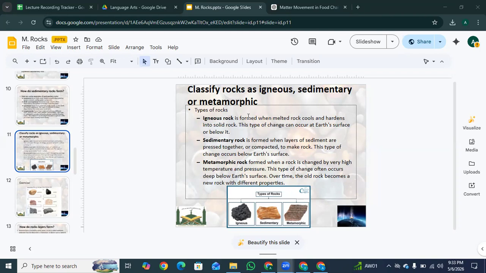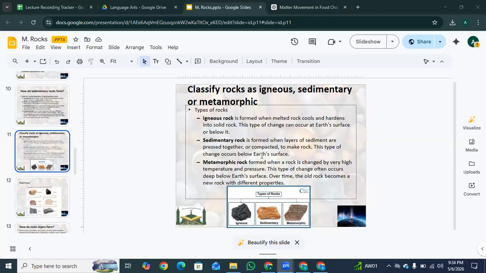Okay, so the next one is sedimentary rocks. Sedimentary rock is formed when layers of sediments are pressed together or compacted to make rock. This type of change occurs below Earth's surface. So basically, small pieces like sand, mud, and pebbles get piled up in layers. Over a long time, the weight of the top layer squeezes the bottom layer so hard that they turn into solid rocks. And this usually happens at the bottom of lakes or oceans.